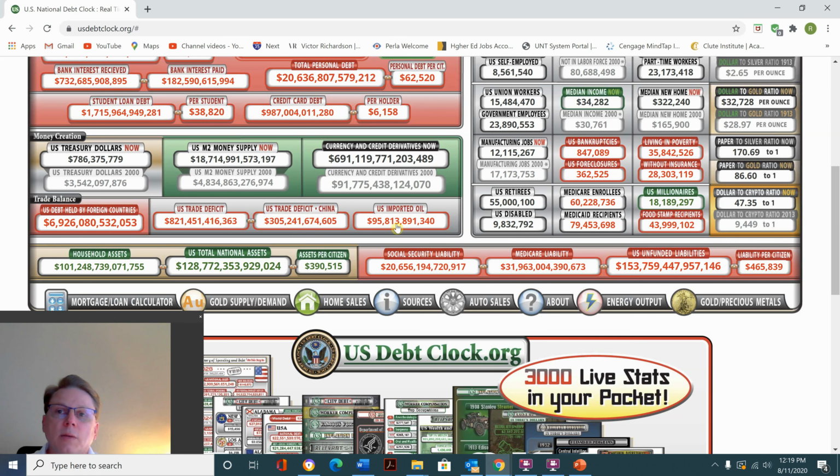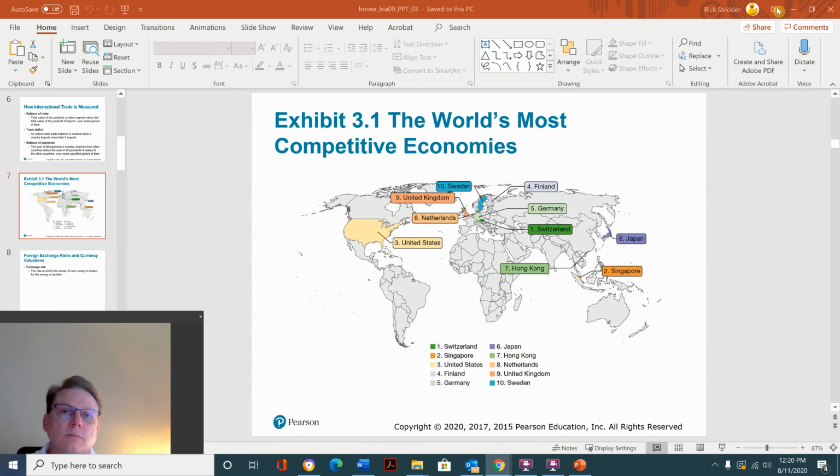Our oil imports is almost $96 billion. That's how much oil we've imported. So that's one way of measuring trade debt, trade deficit. Okay, moving on.